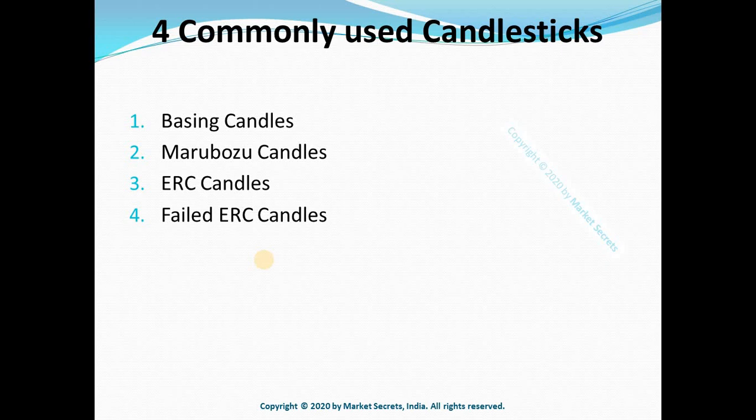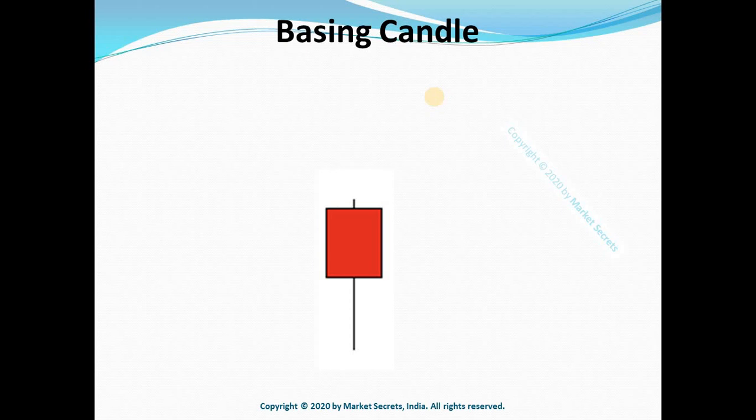What are these 4 candlesticks? Number 1 is the basing candle. Number 2 is Marubozu candles. Number 3 is ERC candles. And number 4 is failed ERC candles. Let's start with the first item, basing candles.